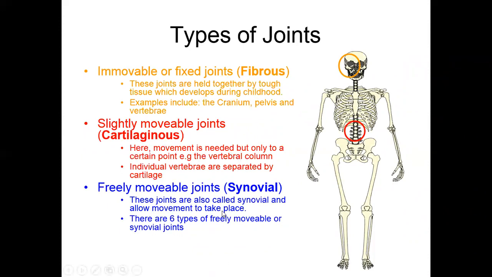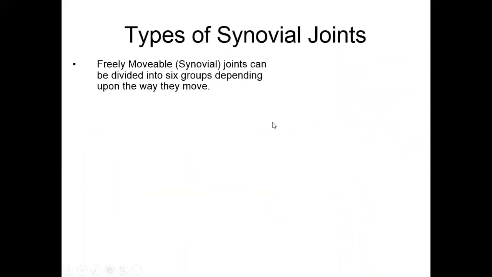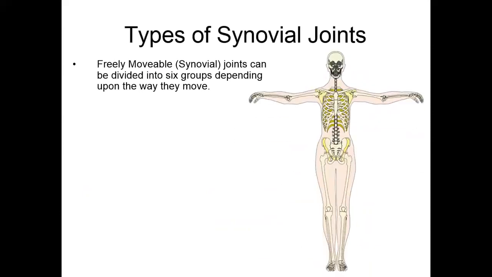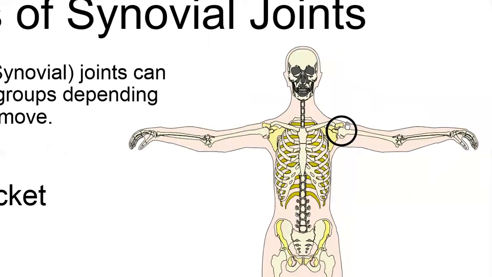There are 6 types of freely movable, or synovial, joints. So these are examples, we have one here, and we have another one here. Let's talk about the types of freely movable synovial joints. They can be divided into 6 groups depending upon the way they move. Looking at this picture here, you're going to see the first one, which is the ball and socket joint. It helps you to move the shoulder.